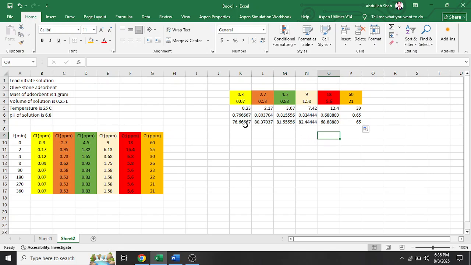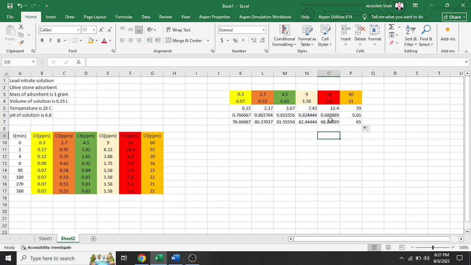So here you can see in the first experiment, 76% lead ion is removed by the adsorbent. In the second experiment, 80% lead ion is removed by the adsorbent. In the third, it is 81%, and in the fourth experiment, 82%, and then in the last experiment, 65% lead ion is removed by the olive ion adsorbent.